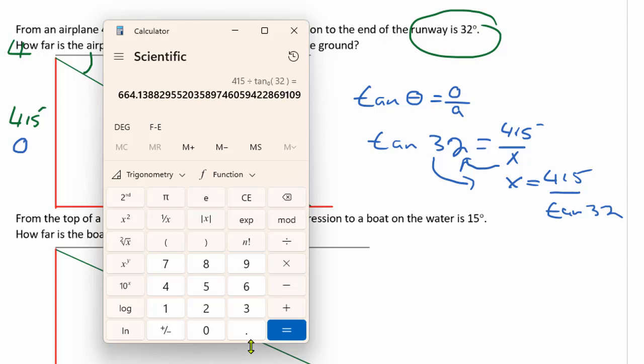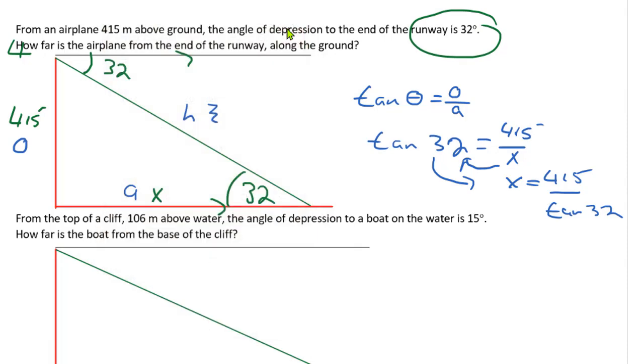We get an answer of 664.1. So that means the airplane is going to be 664 meters away from the end of the runway. So x is going to equal 664.1 meters. Let's move on to the next question.